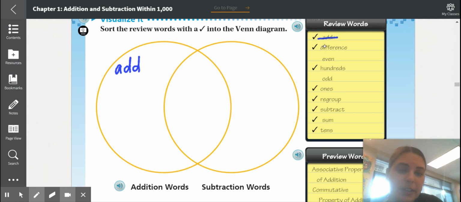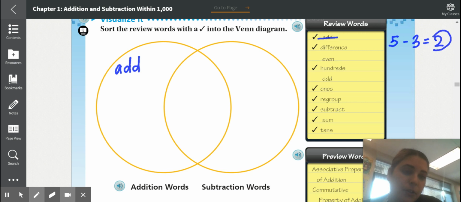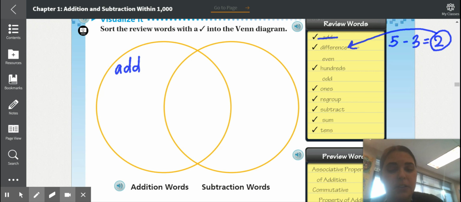Okay, the next word is difference. When we find the difference of a problem, we are doing subtraction. So the difference is the answer to a subtraction problem. Here's an example. 5 minus 3 equals 2. Well, 2 is the difference. That's what we call it. So that would be a subtraction word.